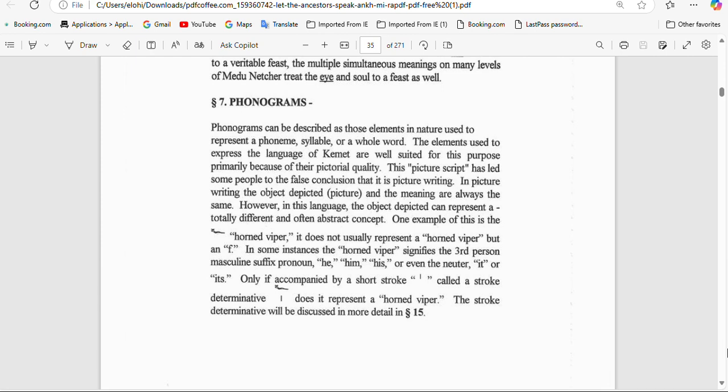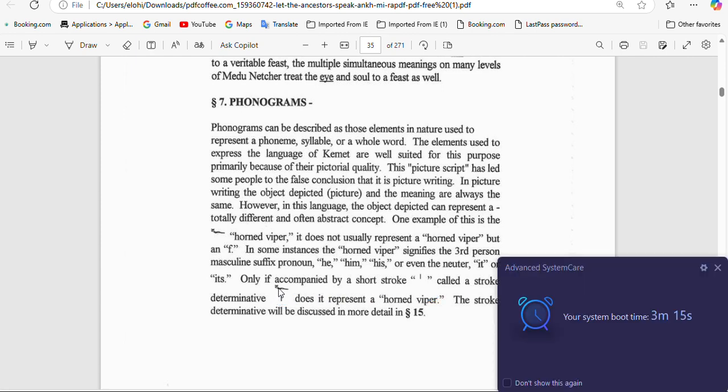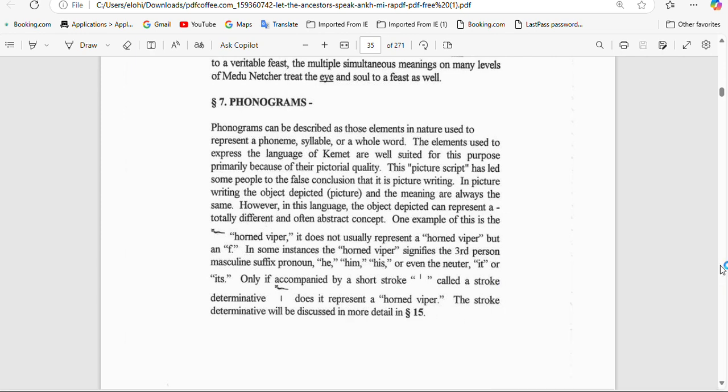One example of this is the horned viper. We see a picture of the horned viper here. It does not always represent a horned viper, but an F. In some instances, the horned viper signifies the third person masculine suffix he, him, his, or even the neuter it or its, only if occupied by a stroke. This is here called a stroke determinative, which is right here under it. Does it represent a horned viper? The stroke determinative will be discussed in more detail in lesson 15.